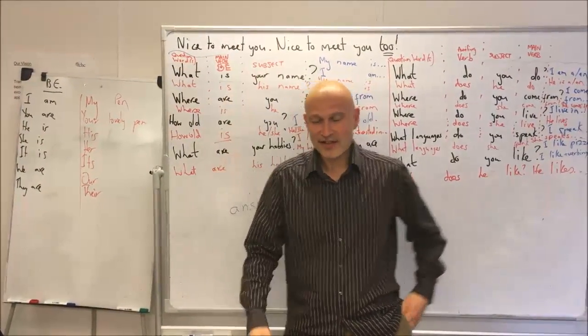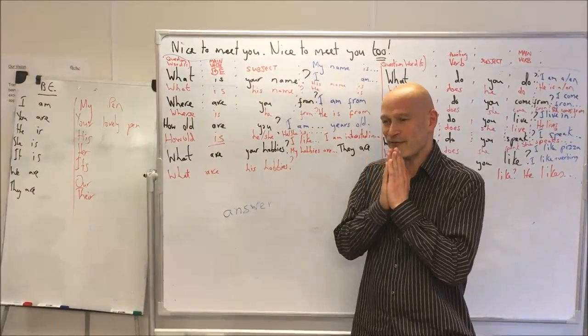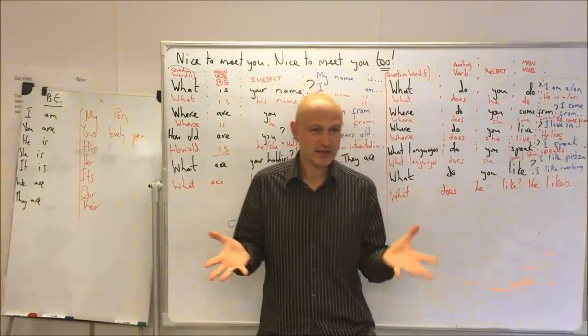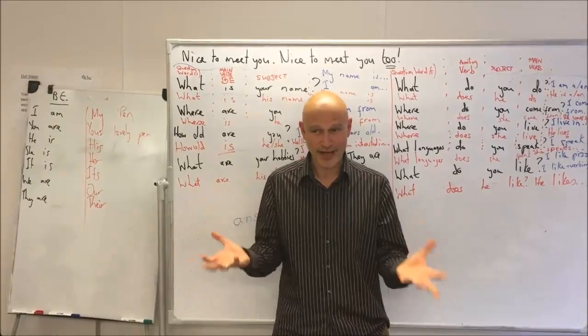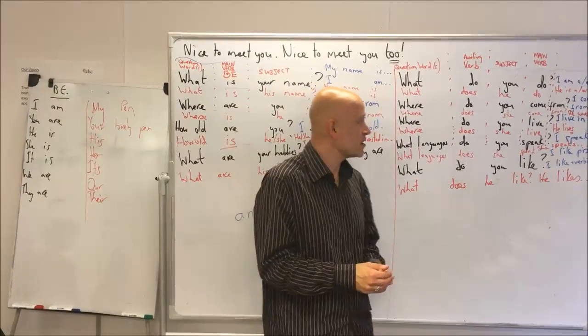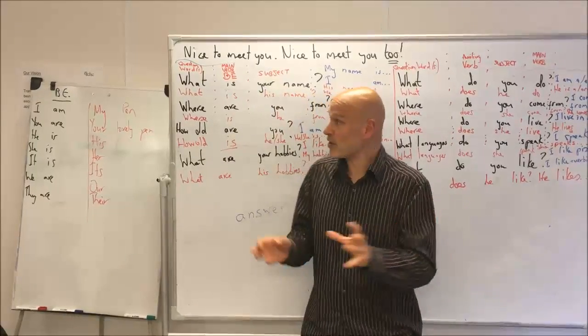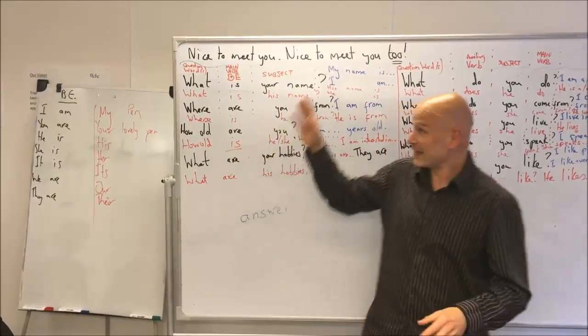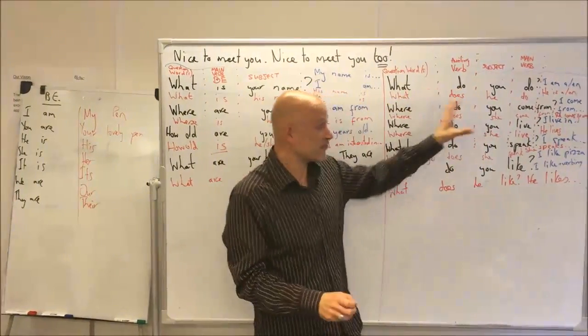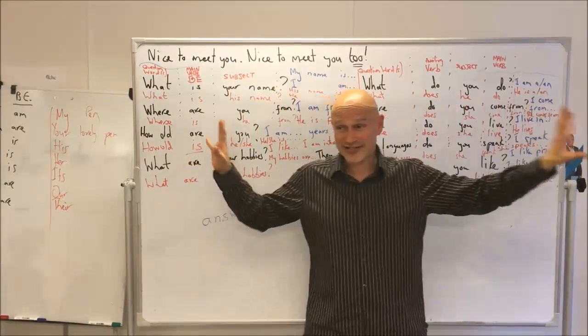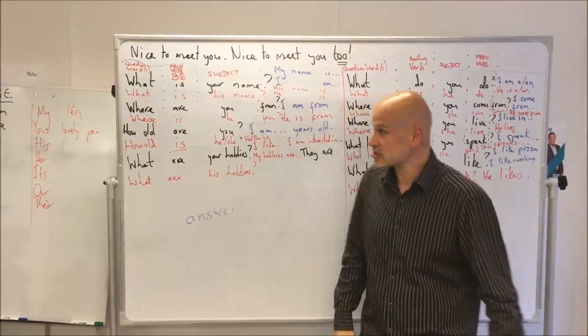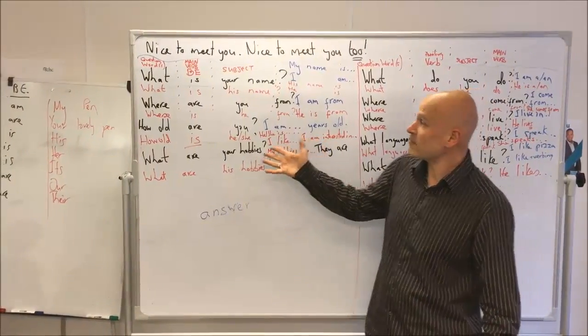See you next week. So yes, this was our first real challenging lesson on conversation class for elementary and pre-intermediate. We're looking at questions, and we're looking at questions using the verb to be over here and questions using other verbs over here, and we're trying to learn the difference between these two. So here are some examples.